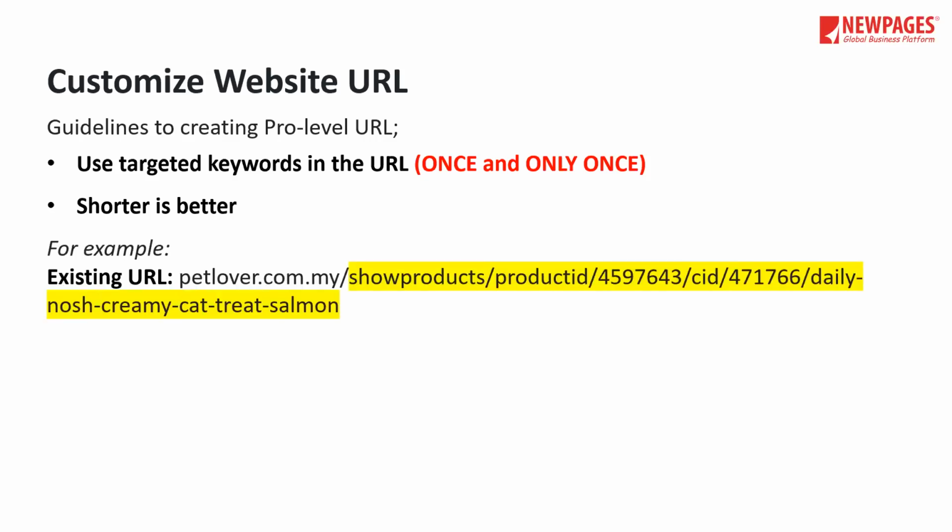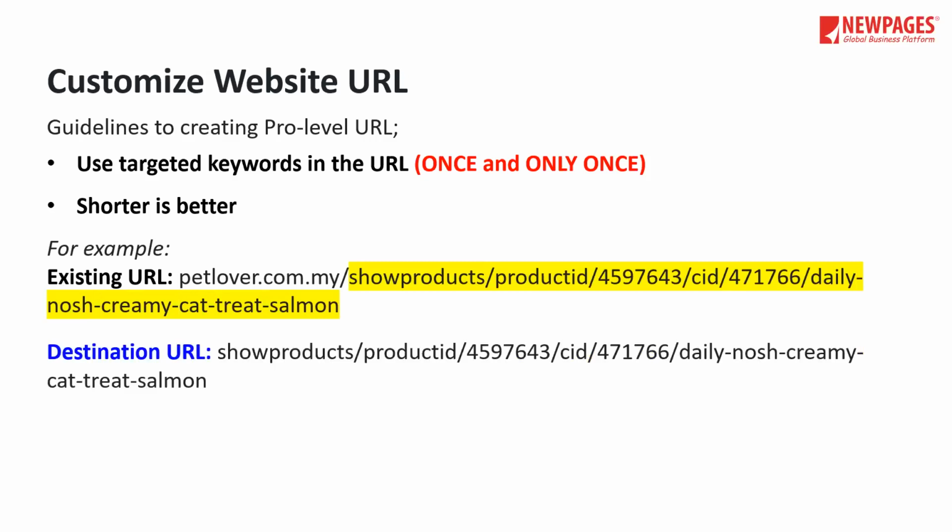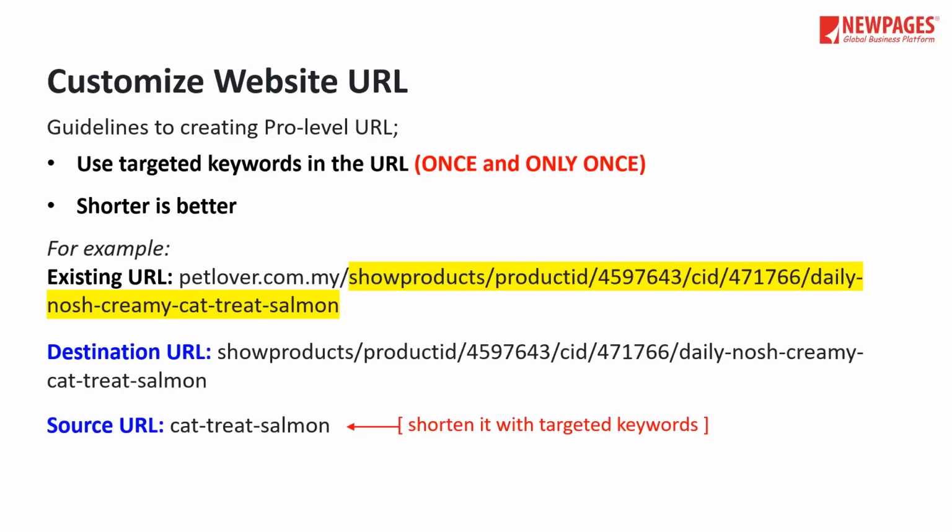Let me give you an example. Let's say back to my domain, petlover.com.my, and it's showing the product ID, then the number code, and then before it goes to daily notch, creamy cat treat, Stallman. So these are the things that maybe I want to shorten. I will copy the one that is highlighted in yellow and put it in the destination URL. Once I put in the destination URL, under the source URL, I will change it to cat treat Stallman. That's it, shortened.